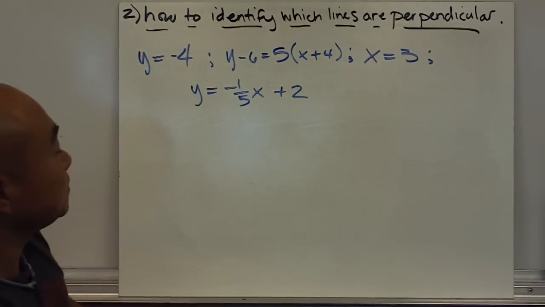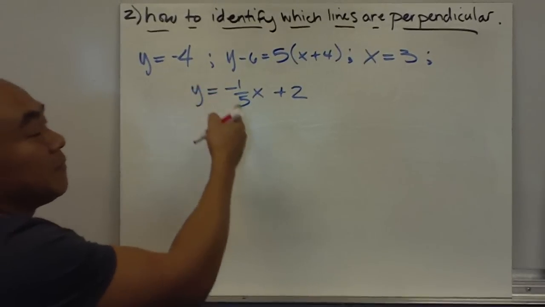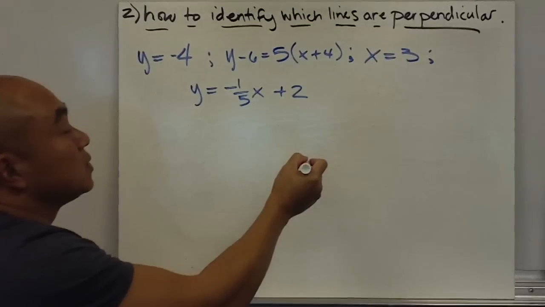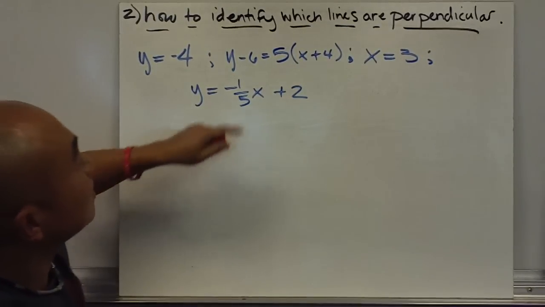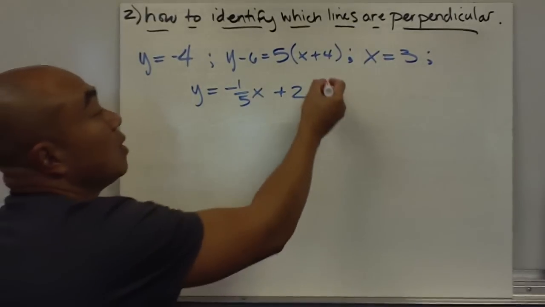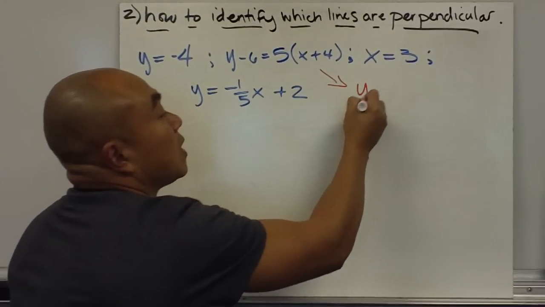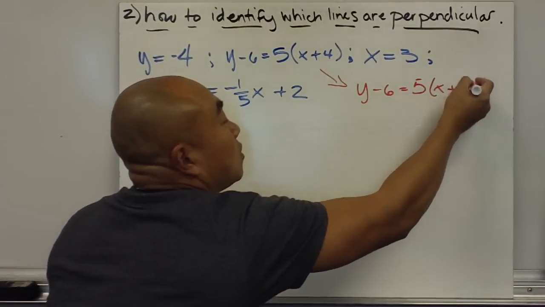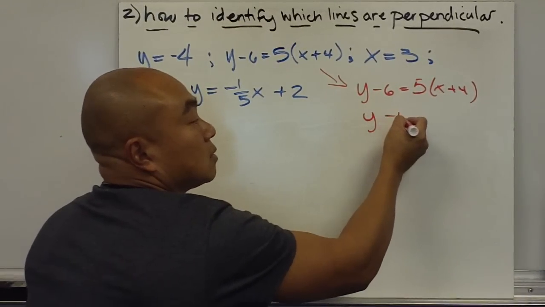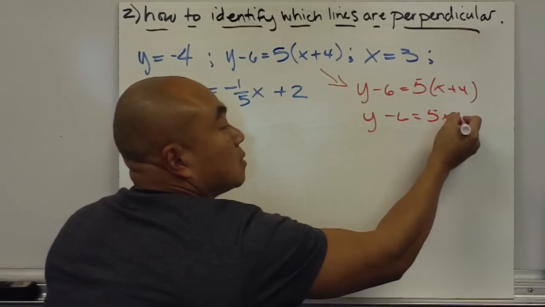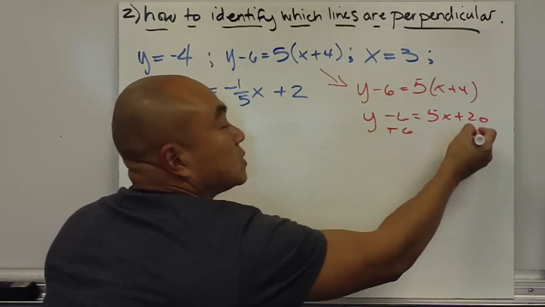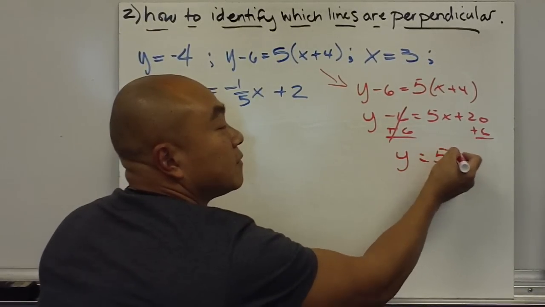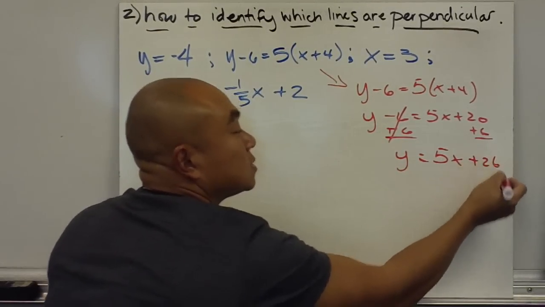So let's look at this one. So y is equal to -4 means you're going to be a horizontal line at -4. So we have a line that's going straight this way. So now here, let's solve that one. That's going to give us y minus 6 is equal to 5 times x plus 4. Solve that out. Add 6 to both sides. You now have y is equal to 5x plus 26.